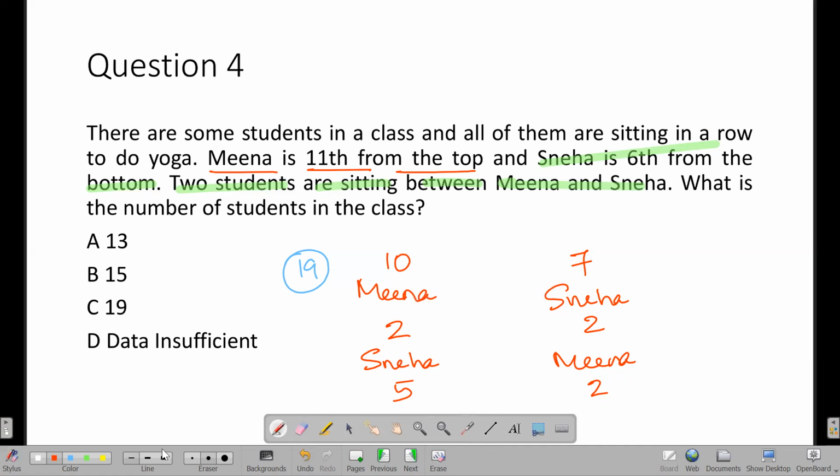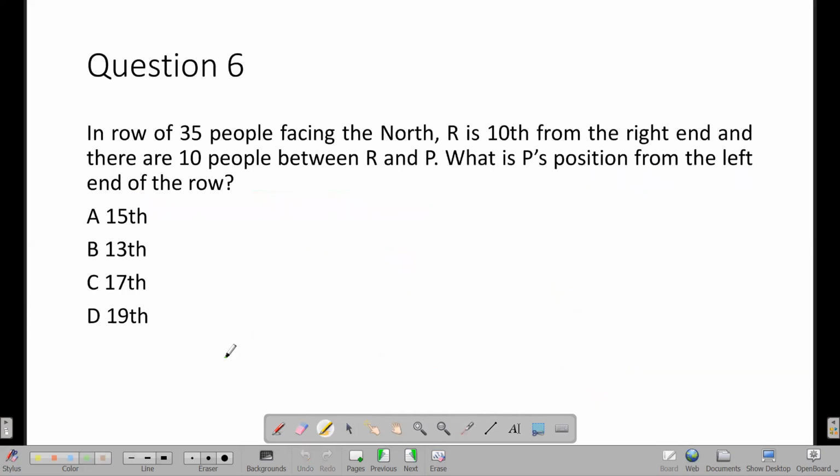So in this second possibility, when you are counting, you can see the total number of students will be 7 plus 1, 8, plus 2, 10, 11, 12, 13. So we can see that 13 is also a possibility. So the number of students in the class can be 19 or it can be 13. So we have to mark data insufficient as our answer choice, the final answer. All right. Now let's go to the next question.